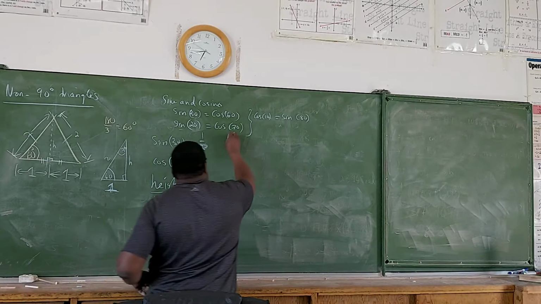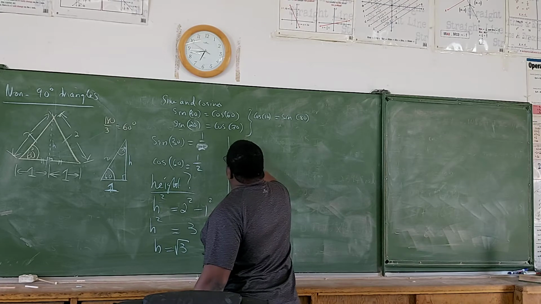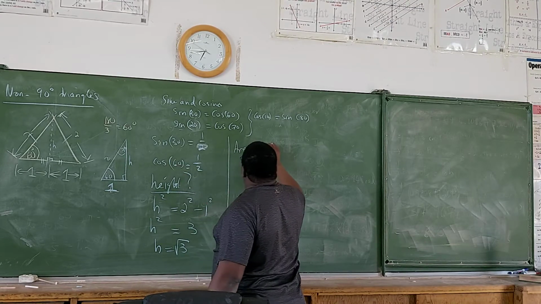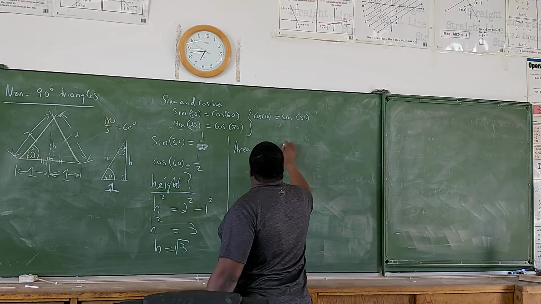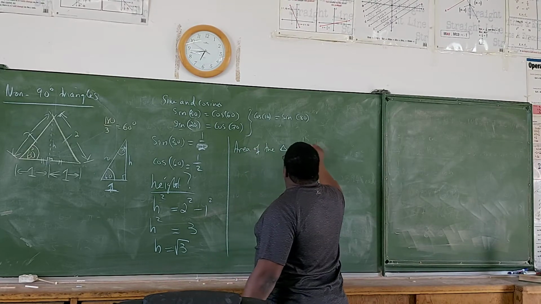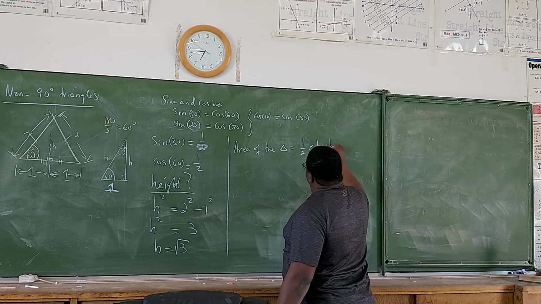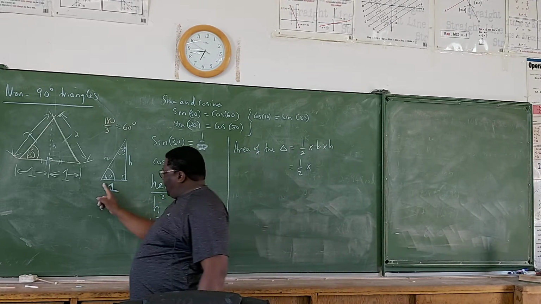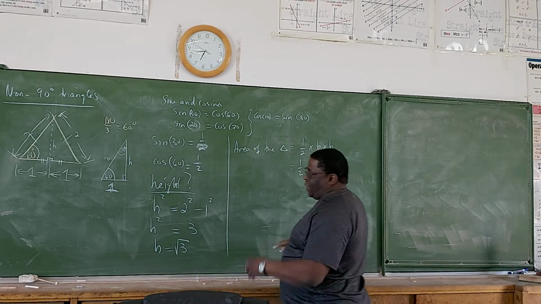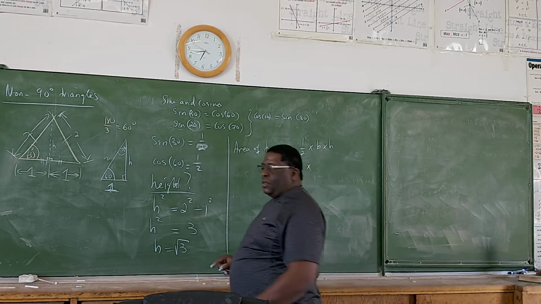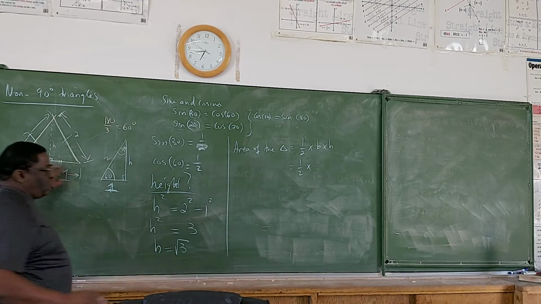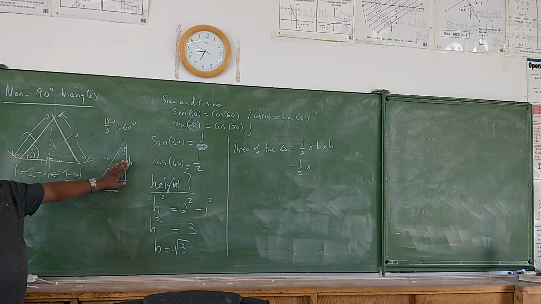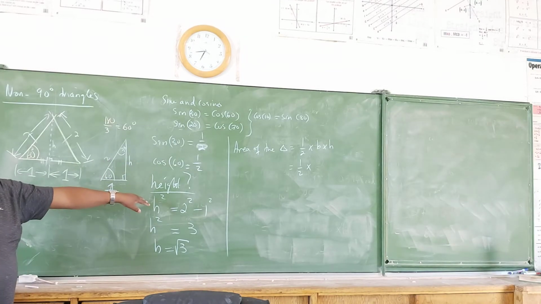If I ask you to calculate the area of this triangle, you know a half times base times height. A half times the base is 1. But if I want the whole triangle, the base will be this whole 2. You with me? So if I want the area of the triangle, if I use this one, then I must now double that answer.